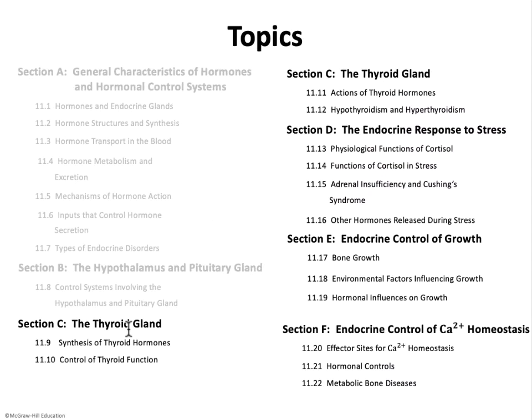We continue our journey through the glands of the body, focusing now on the thyroid in particular, and then we'll go on to talk about cortisol and its involvement in a response to stress, as well as discuss how growth hormone impacts the body. And finally, we'll stop at how calcium is involved in bone homeostasis.